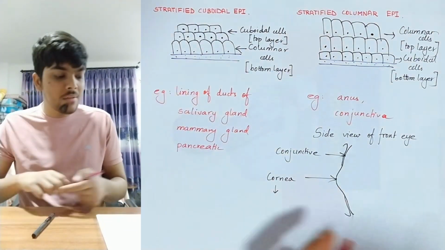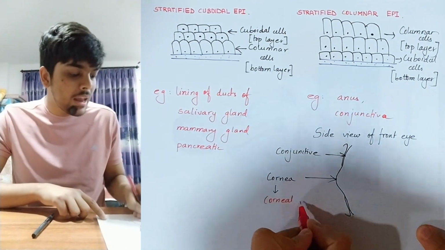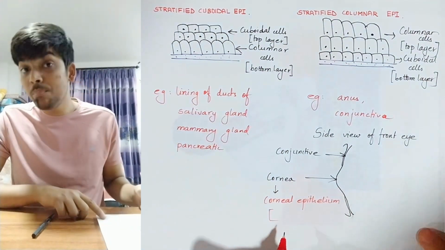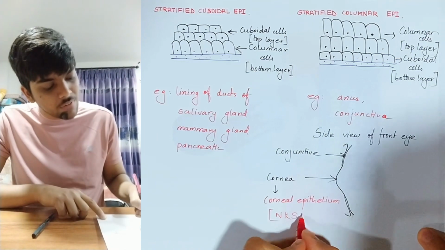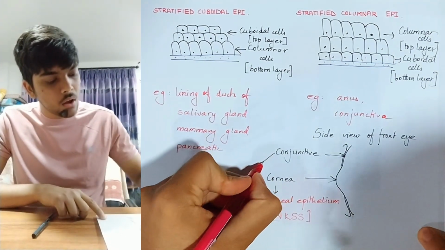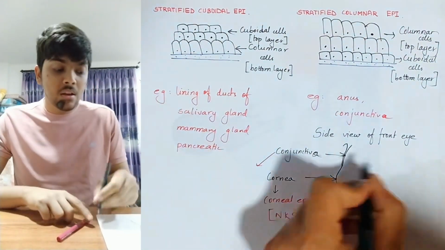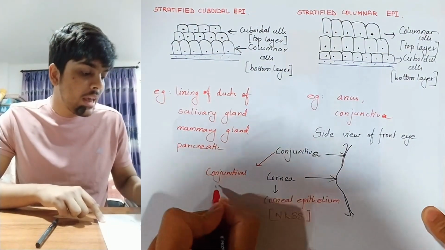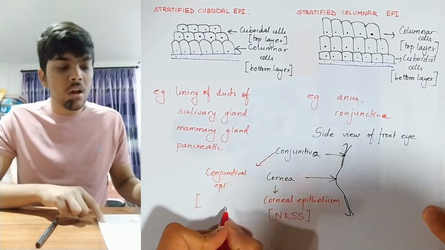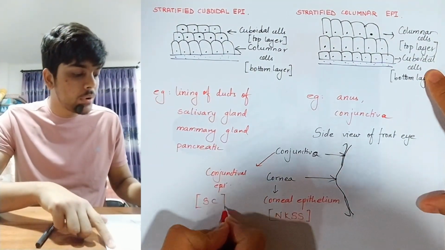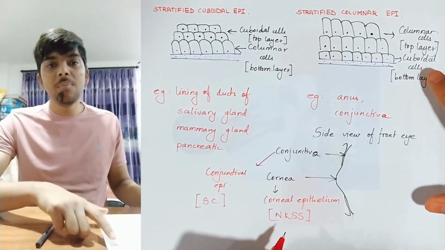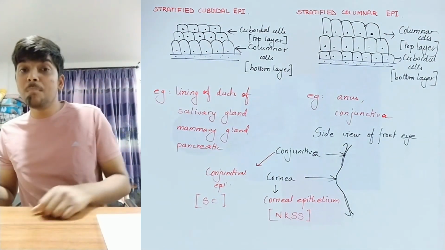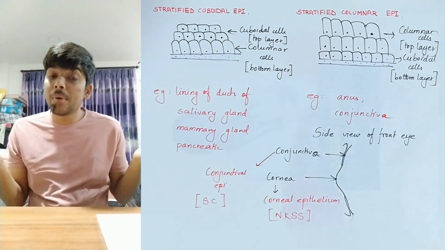In cornea, you have corneal epithelium to protect it, and this is none other than something that I've already mentioned in the previous video, that is non-keratinized stratified squamous epithelium. On the other hand, conjunctiva consists of conjunctival epithelium, which is none other than this right here, your stratified columnar epithelium. These two together form the epithelium covering the outer surface of your frontal eye and protects your eye from friction. That completes the topic of stratified epithelium.